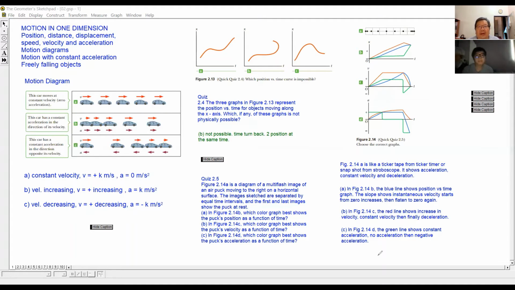Okay, right. Now, over here, we have three different graphs. They show the position versus time. It's not the velocity versus time, but it is the position versus time. Now, which of these graphs is impossible?